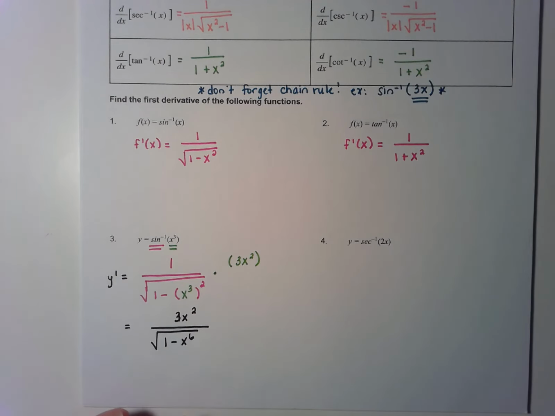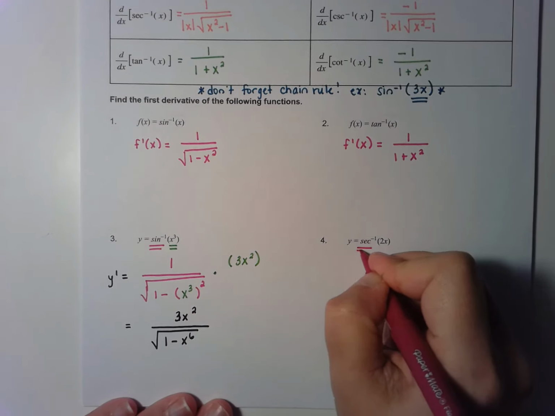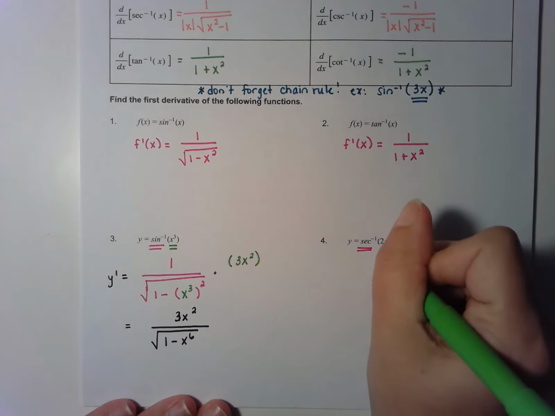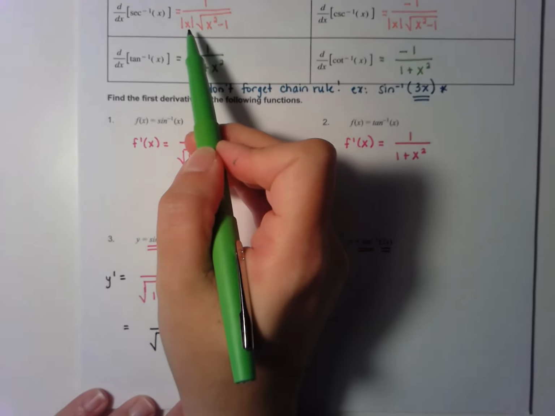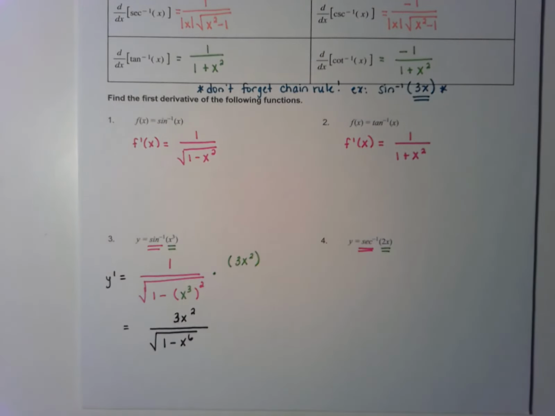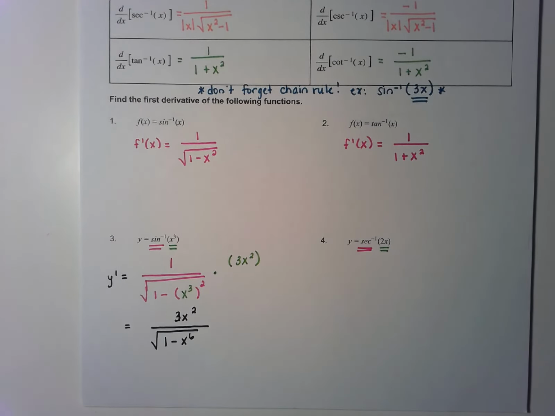So let's try this. Again, we have an outside function, which is the inverse secant, and we have an inside function, which is the 2x. What that means is in this formula, everywhere that there used to be an x, it's going to be a 2x now. And then we're going to have to use the chain rule.